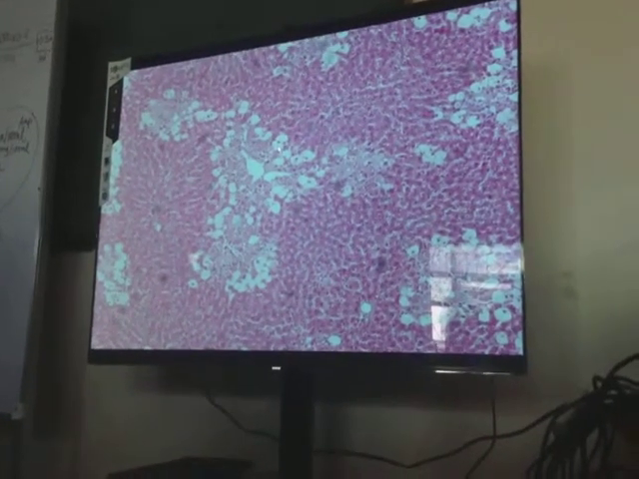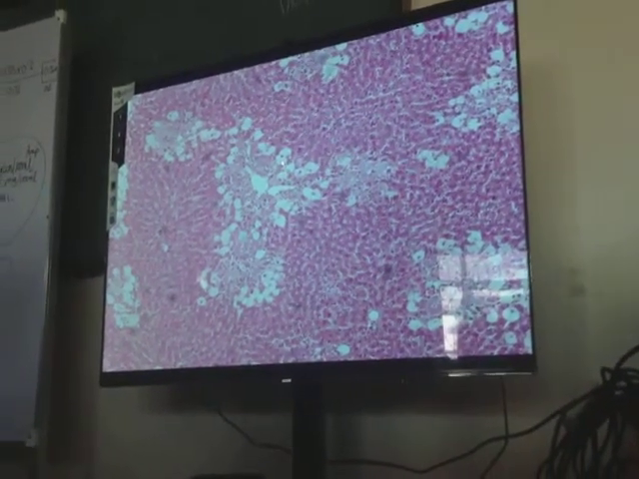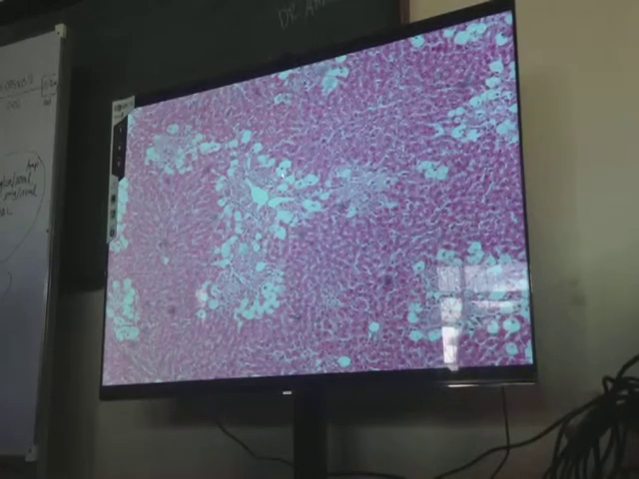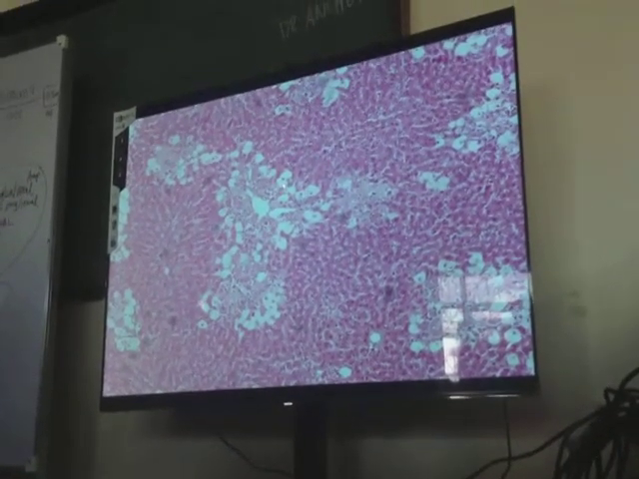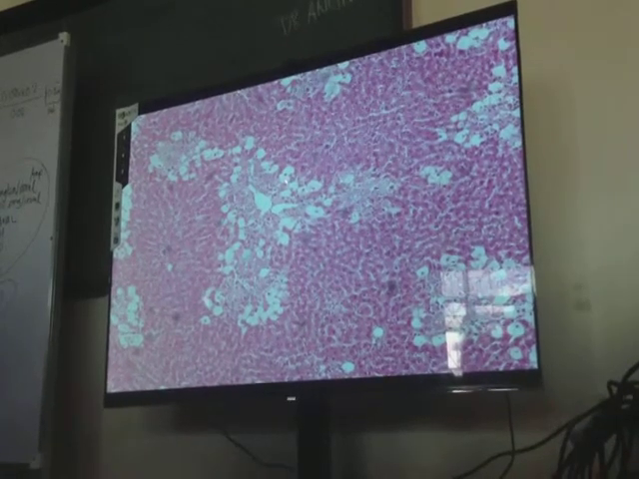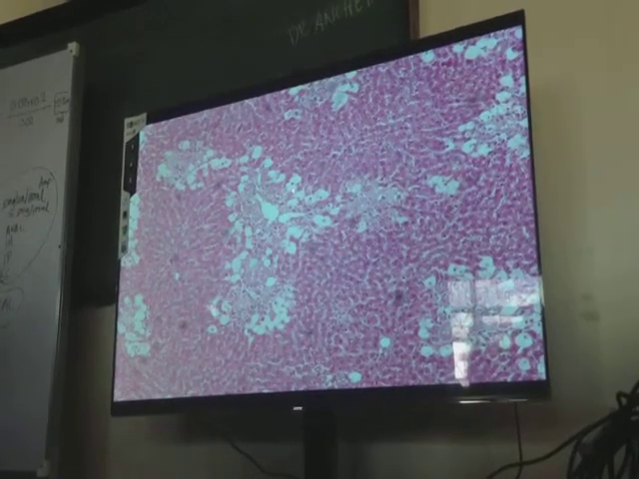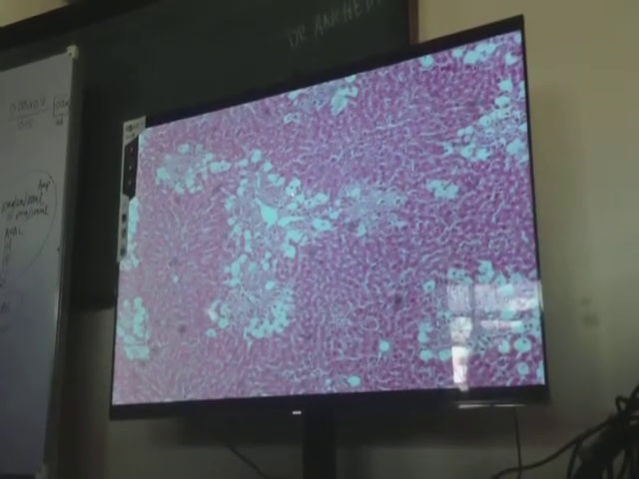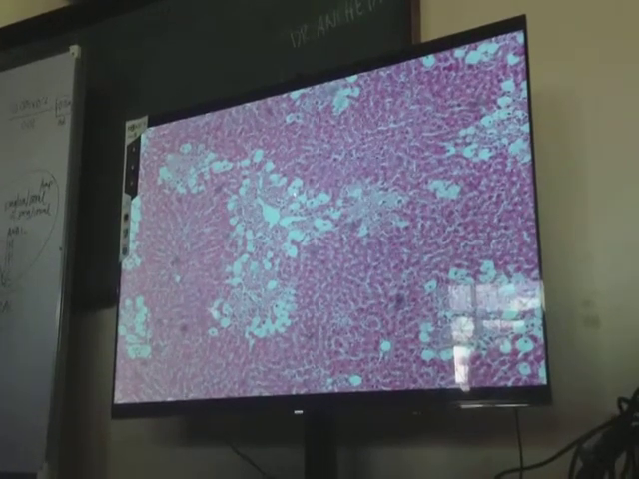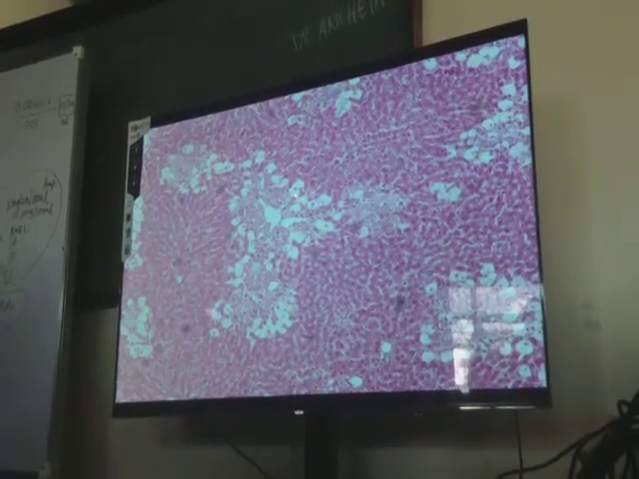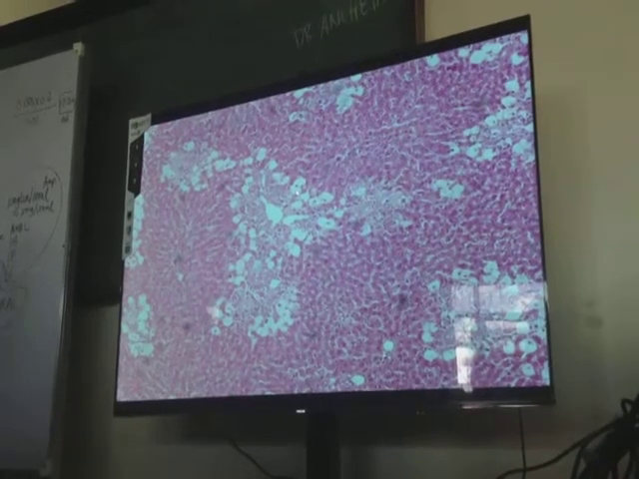What is the specific effect of carbon tetrachloride? What specific organelle is affected? Carbon tetrachloride has a toxic effect on what organelle? Mitochondria. So why should the cells become swollen? Impairment of ATP production. Because of the destruction of the mitochondria, what happens to ATP production? It decreases, or eventually becomes zero already.